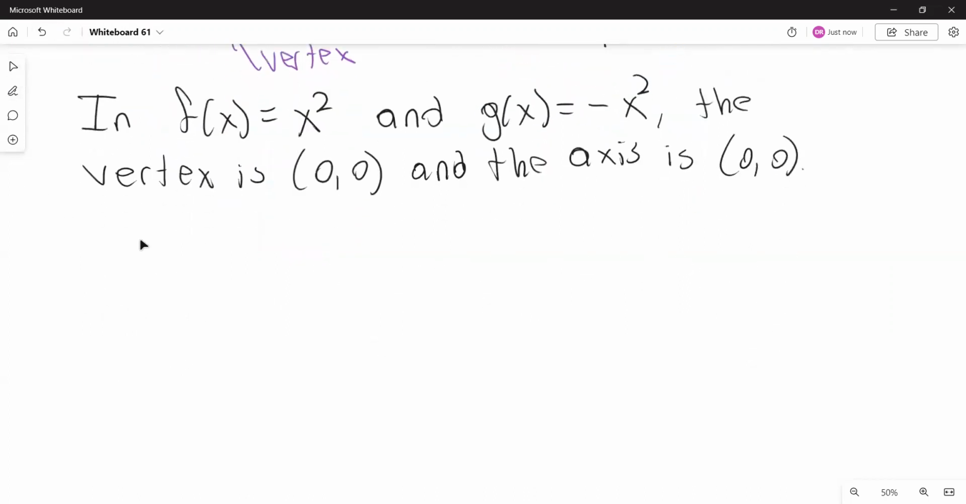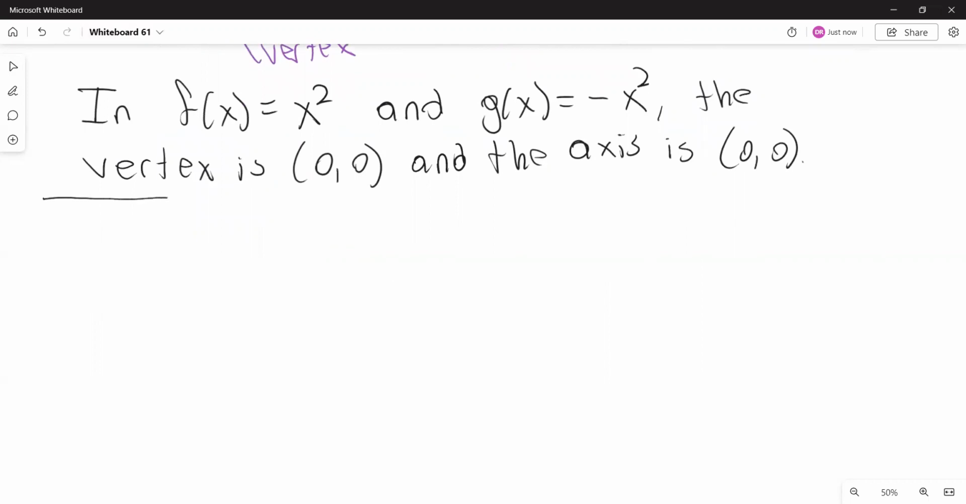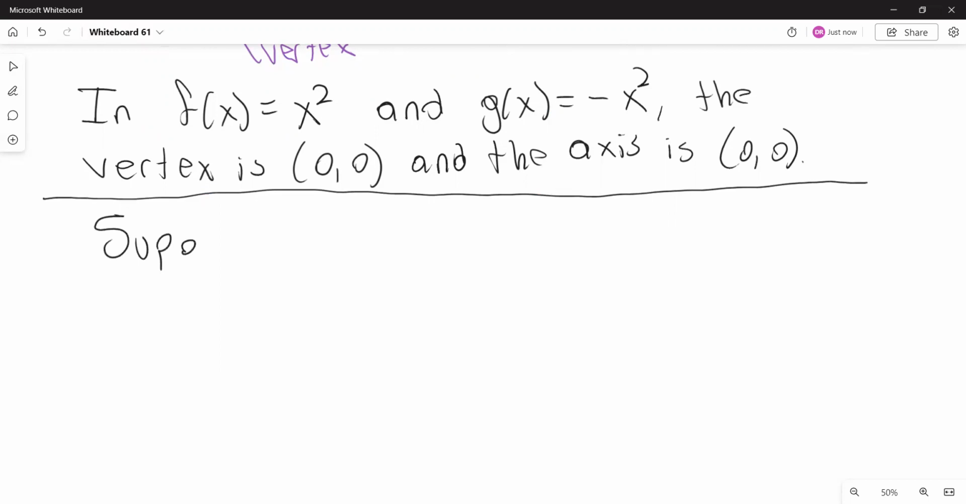Okay, in general, a more general case, let's suppose that f of x is ax squared. So you know that a will cause the graph to vertically stretch or shrink. It's going to stretch if a is greater than 1, and it's going to shrink if a is between 0 and 1. And if a is negative, the graph is also going to reflect across the x-axis.